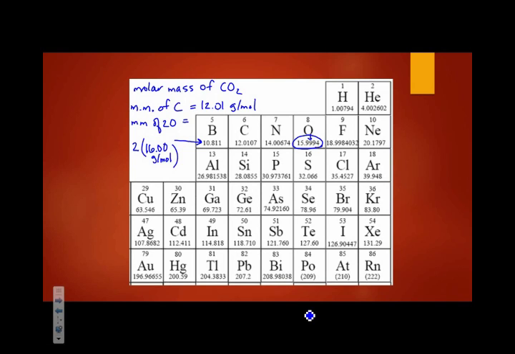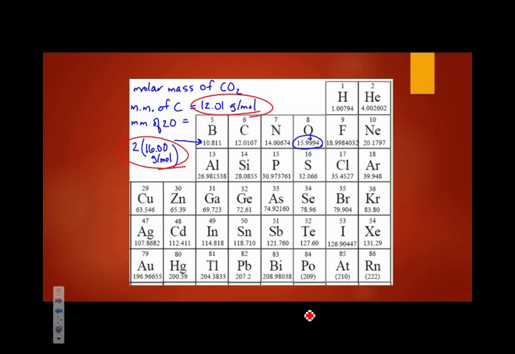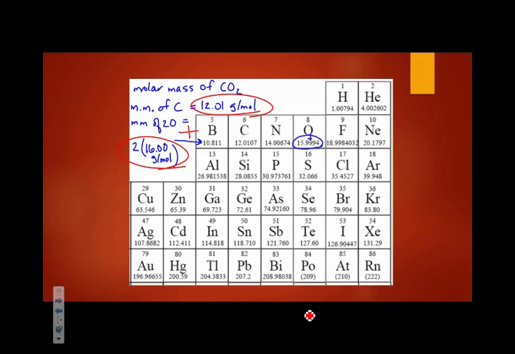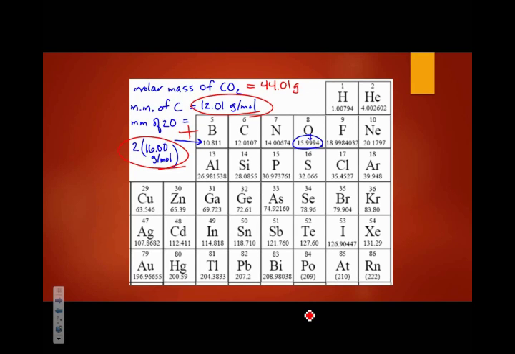And then I will take my 12.01 grams and my 2 times 16 and I will add them together. And when I do that, I will have the molar mass of carbon dioxide. So 12.01 plus 16 times 2 gives me 44.01. So this is 44.01 grams per mole of carbon dioxide.